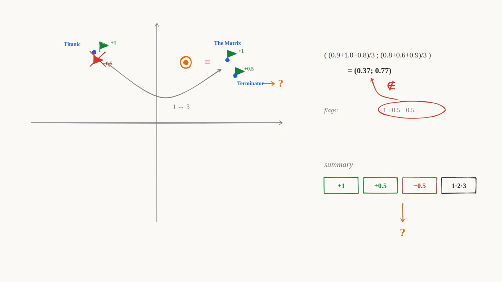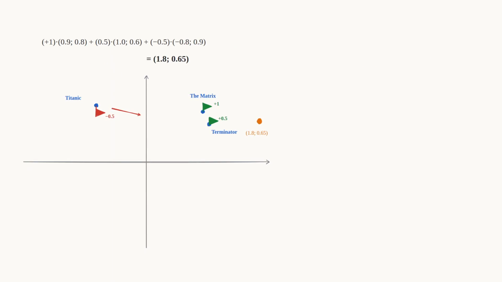Now the first urge is to patch the formula by hand. Fine, let's weight the points by the ratings. Let's try exactly that. There's a more important lesson waiting on that road. So weight the points by their flags. Multiply the Matrix by +1, Terminator by +0.5, Titanic by -0.5, and add. We get the point 1.8, 0.65.